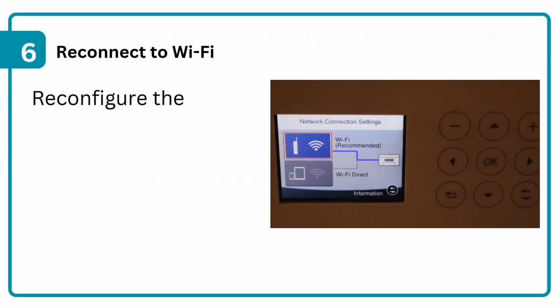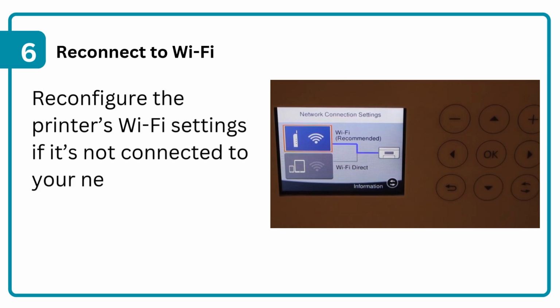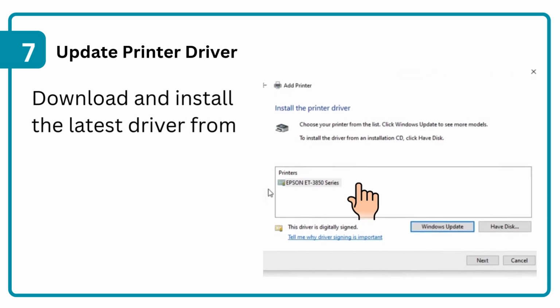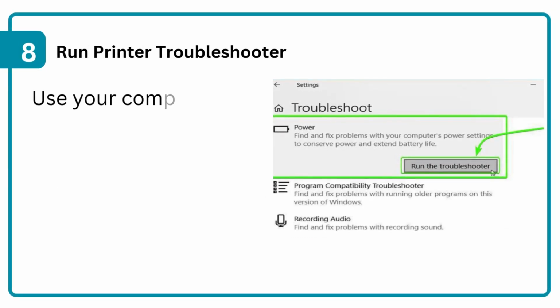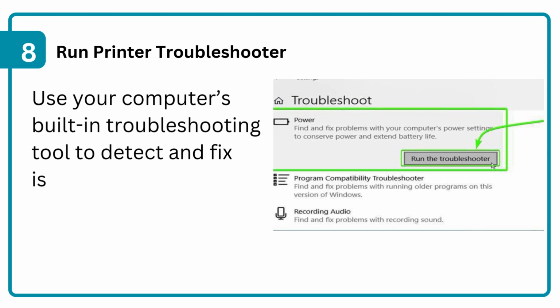6. Reconnect to Wi-Fi. Reconfigure the printer's Wi-Fi settings if it's not connected to your network. 7. Update printer driver. Download and install the latest driver from Epson's website for compatibility. 8. Run printer troubleshooter. Use your computer's built-in troubleshooting tool to detect and fix issues.